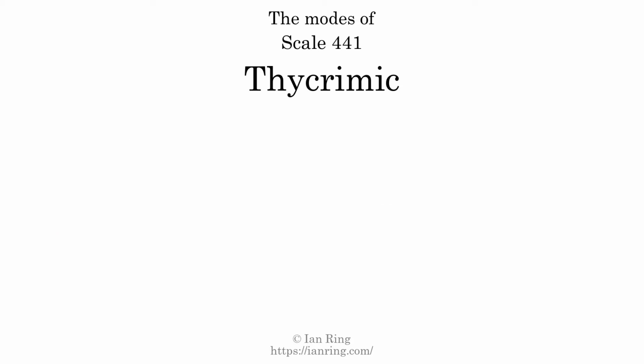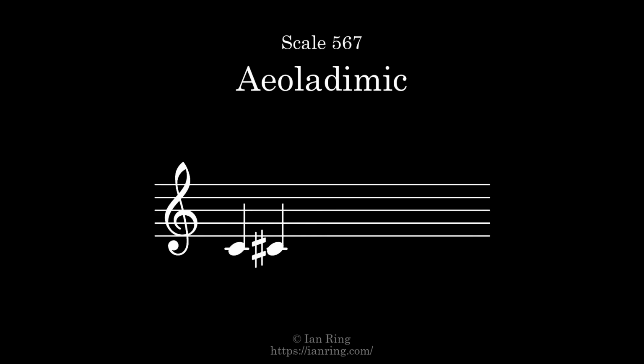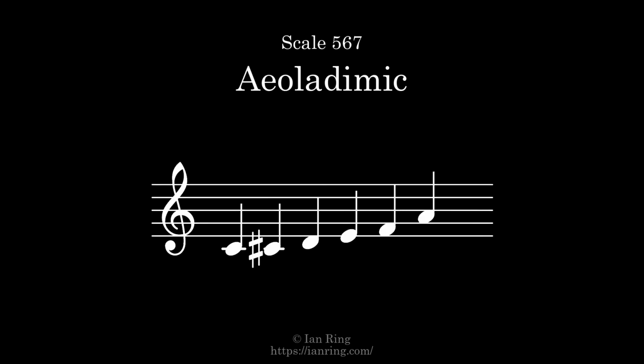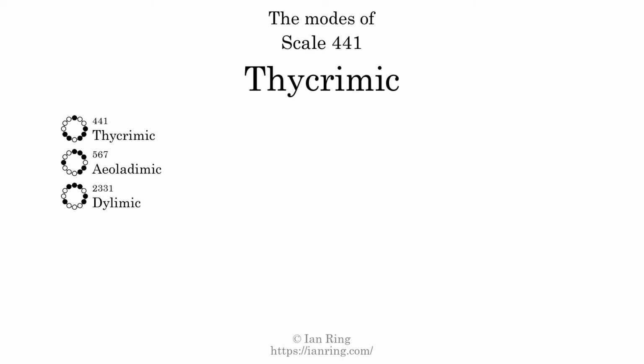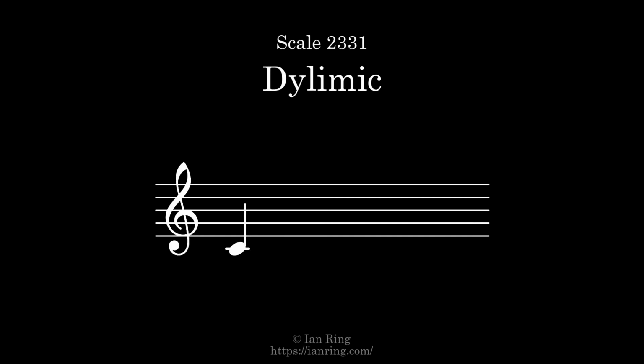This scale has 6 modes. The first mode is itself. The second mode is scale 567, also known as Thycrimic. It sounds like this. The third mode is scale 2331, also known as Thycrimic. It sounds like this.